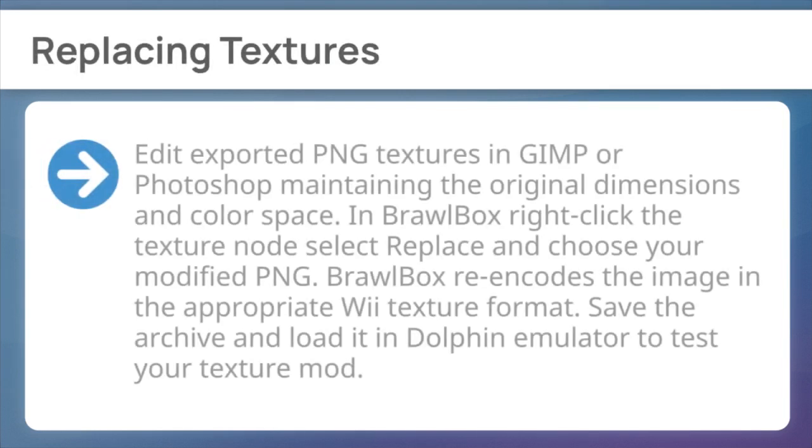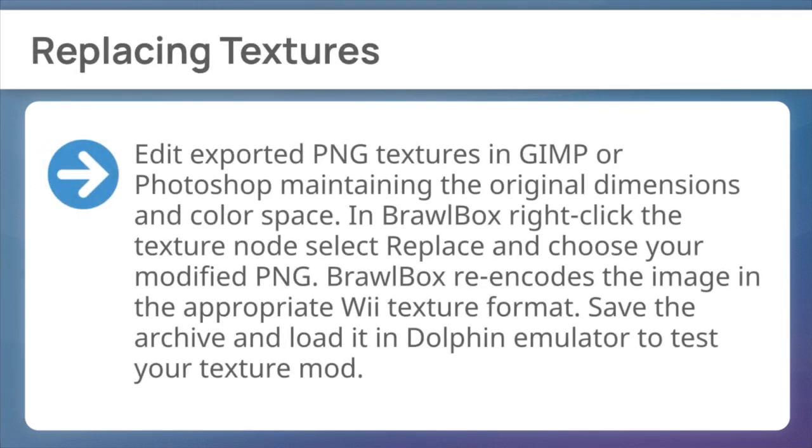Finally, replacing textures. Edit exported PNG textures in GIMP or Photoshop, maintaining the original dimensions and color space. In BrawlBox, right-click the texture node, select Replace, and choose your modified PNG. BrawlBox re-encodes the image in the appropriate Wii texture format. Save the archive and load it in Dolphin emulator to test your texture mod.